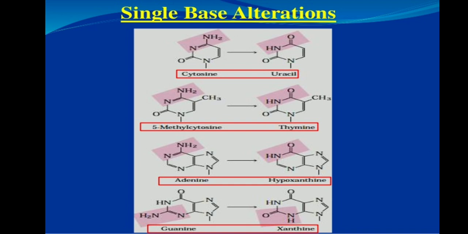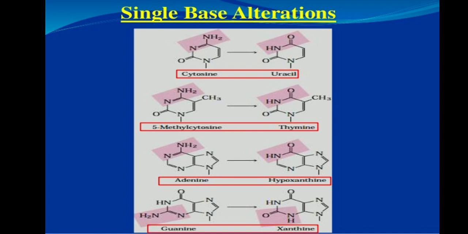First we'll see the single base alteration. You can see here cytosine pairs with guanine, but due to deamination it becomes uracil. Thymine is generally paired with adenine, but due to deamination, 5-methyl cytosine may be altered and get bound with thymine. Then you can see adenine can be converted into hypoxanthine. Because of this single base alteration, the DNA can be damaged.